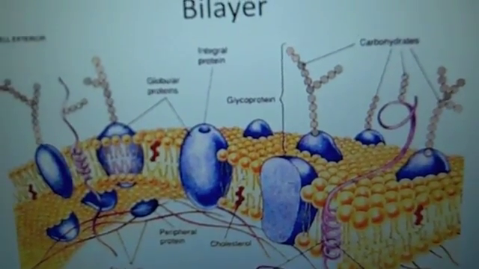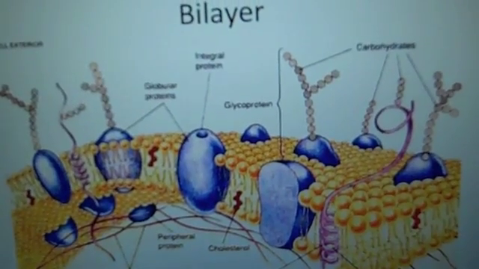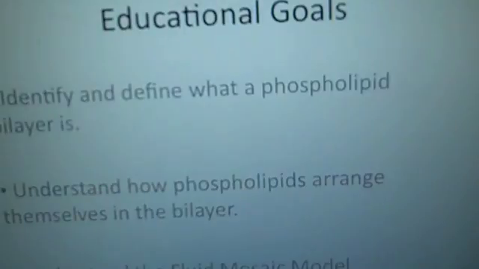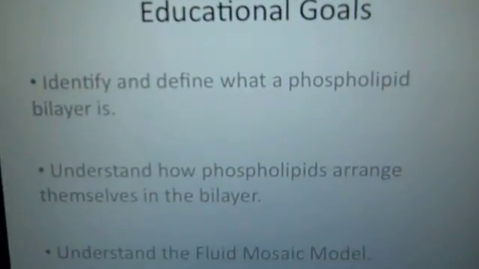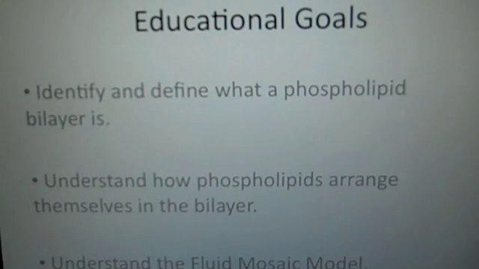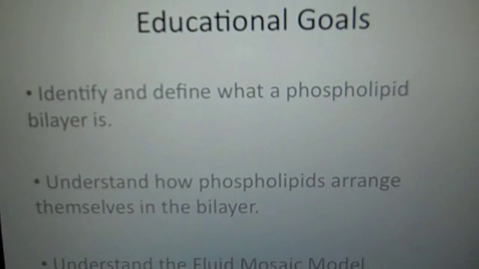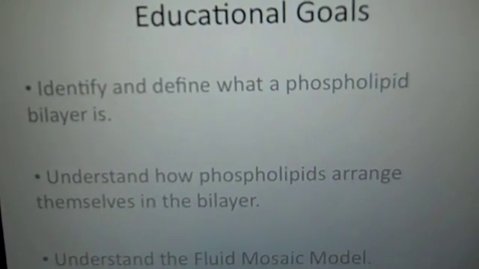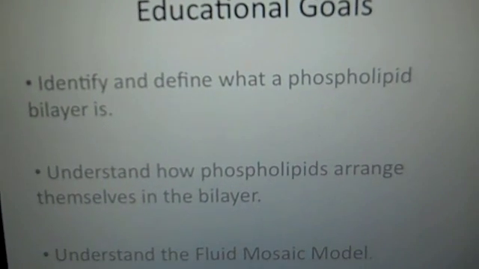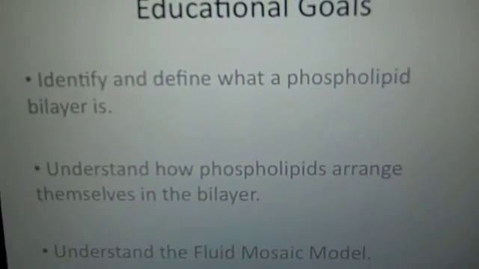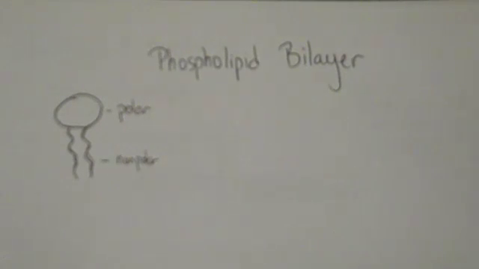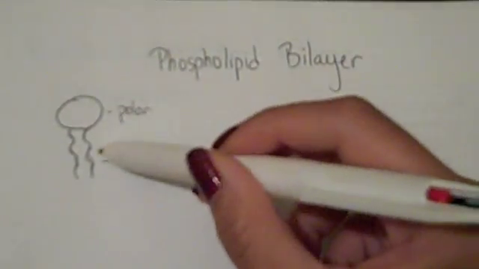inside. During this video, the educational goals are to identify and define what a phospholipid bilayer is, understand how phospholipids arrange themselves in the bilayer, and understand the fluid mosaic model. First, we will address what makes up a phospholipid bilayer. Phospholipids consist of a polar head and two fatty acid tails.